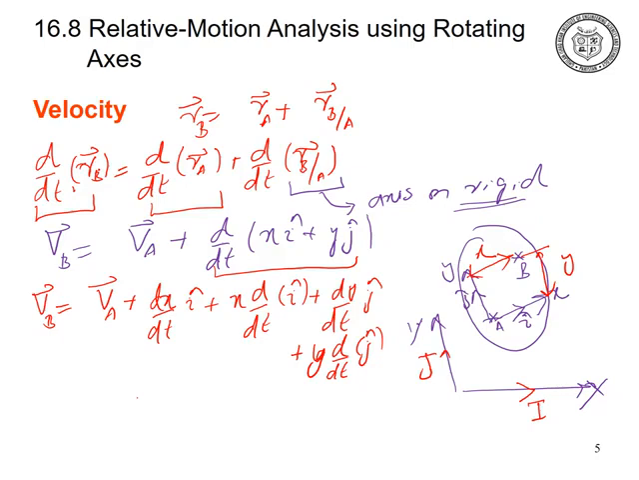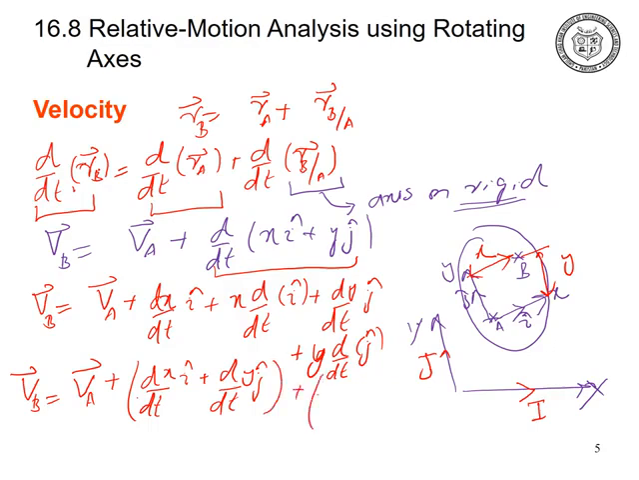So we can write this equation as VB equals VA. We can combine the time derivative of the position separately from the time derivative of the unit vectors. So it becomes dx by dt of i plus dy by dt of j plus x times di by dt plus y times dj by dt.